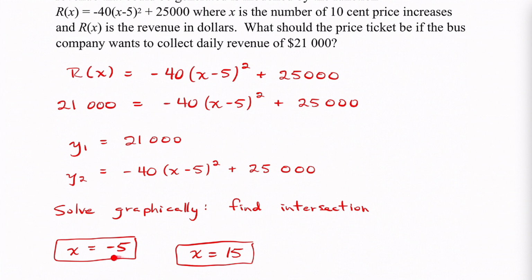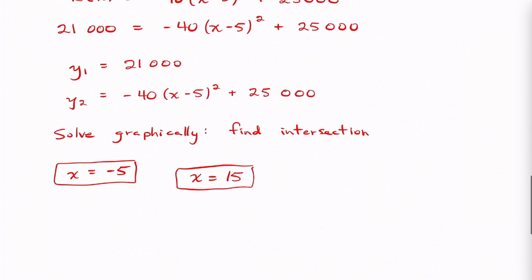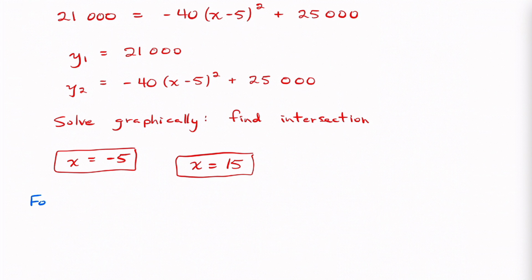And for the other one, -5, I'm going to do the opposite because it's a negative. Instead of increases, we will do decreases. So I'll do 10-cent price decreases. Okay, so let's do that down here. For x equals -5, this is going to be -5 10-cent increases. What that actually means is it's going to be a 50-cent decrease.